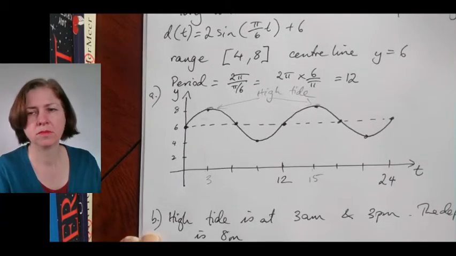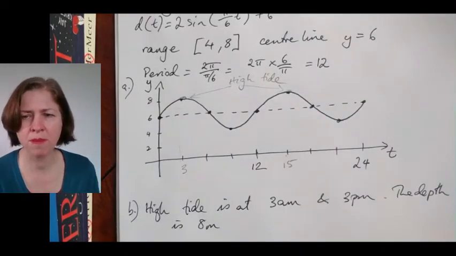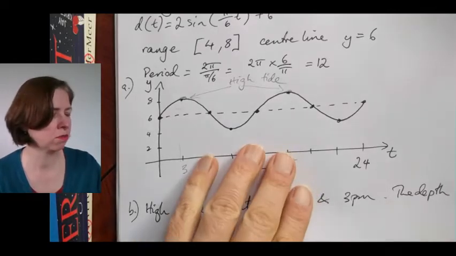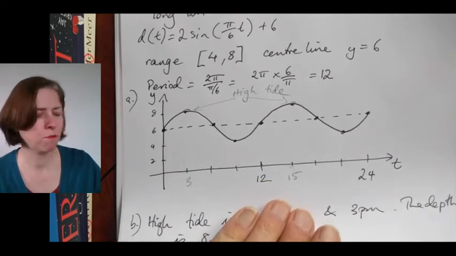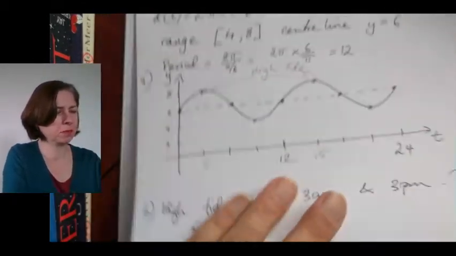Sorry. That's what I've written. High tide is at 3 a.m. and 3 p.m. The depth is 8 meters. And I'm out of page, so I'm going to go to a fresh page. But I'm still going to keep referring to this graph. So what I'll do is I'll just push this down.